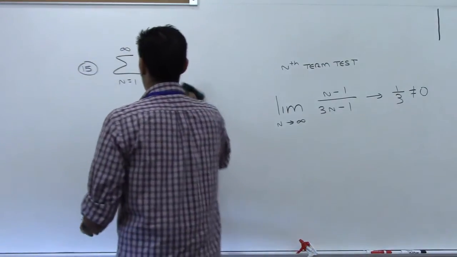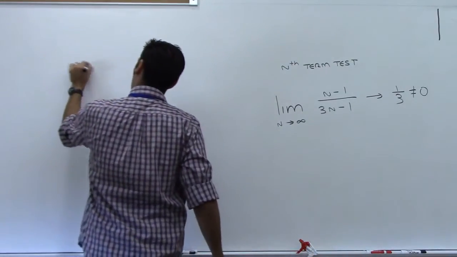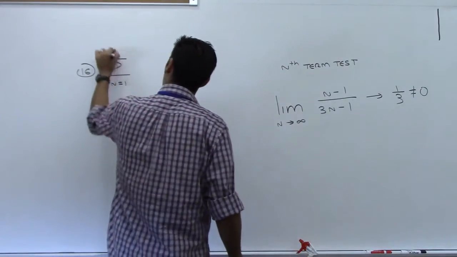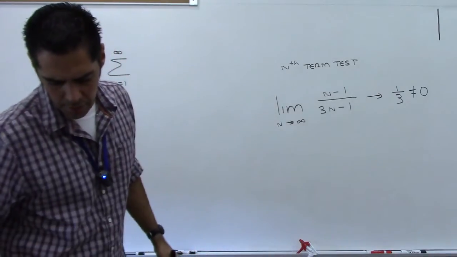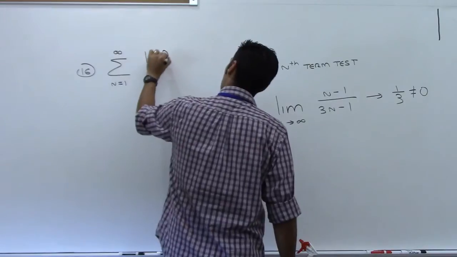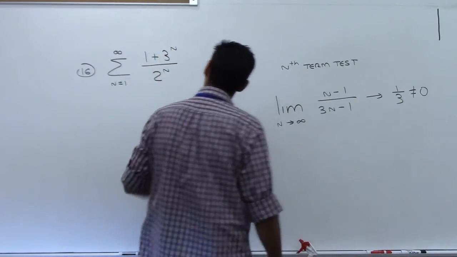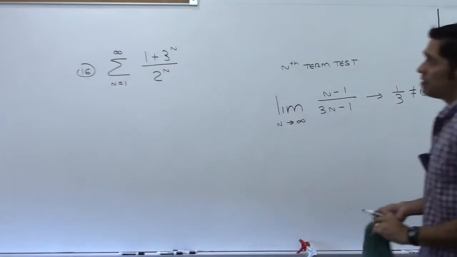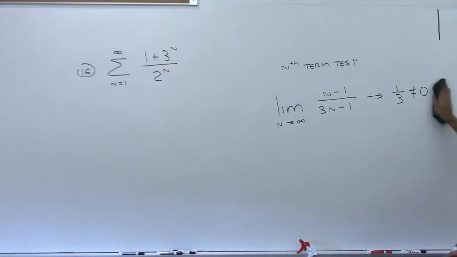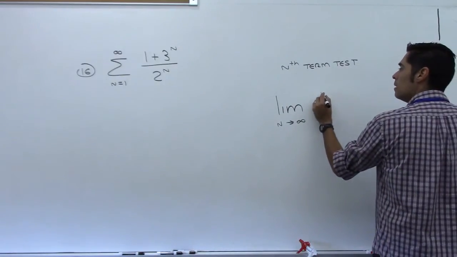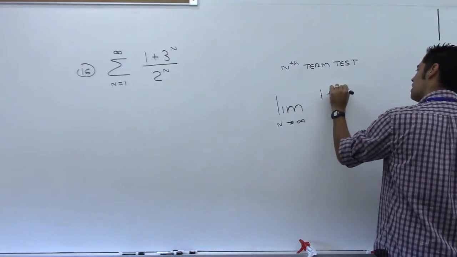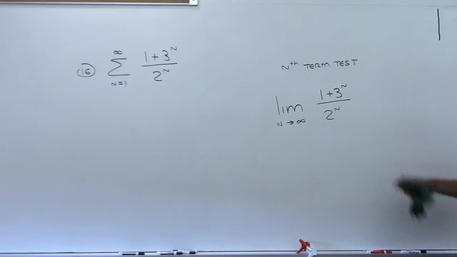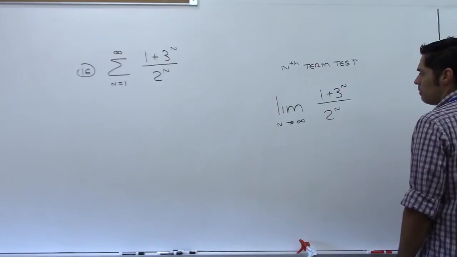All right, how about number 16? Sum n equals 1 to infinity of 1 plus 3 to the n over 2 to the n. Well, should we try the nth term test again? Maybe we'll get lucky. What does 1 plus 3 to the n over 2 to the n go to as n goes to infinity? That would be infinity over infinity, so you would use L'Hopital, right? You could use L'Hopital.